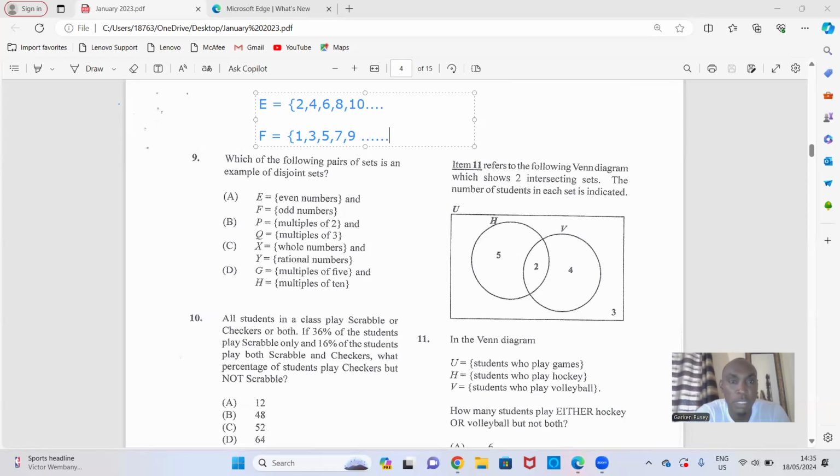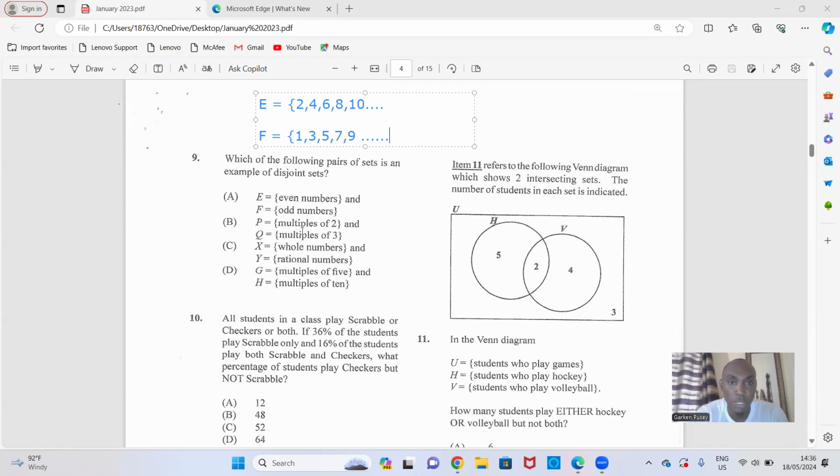So if you list all the even numbers and all the odd numbers, would you have any element in common? That's a resounding no. If you put this in a Venn diagram, this would be a disjoint set. You wouldn't have anything overlapping. Nothing that is in E will you find in F. So the first one is your answer, because even numbers and odd numbers are disjoint. So the answer is A.